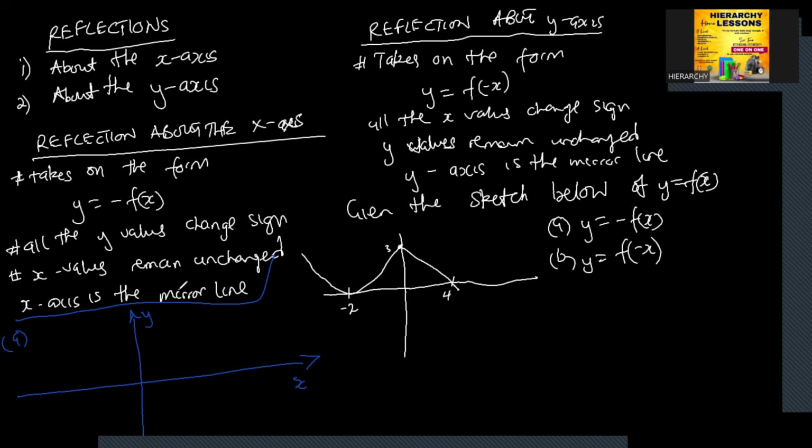The first one is a reflection about the x-axis. The x-axis is the mirror line, so the y values are the ones that change sign. Meaning if there was positive 3, there will be negative 3. The x values remain the same. Here we have 4, here we have minus 2. They don't change, so it will take on this form.